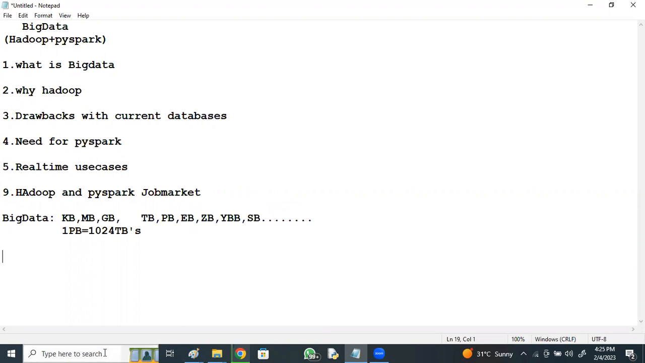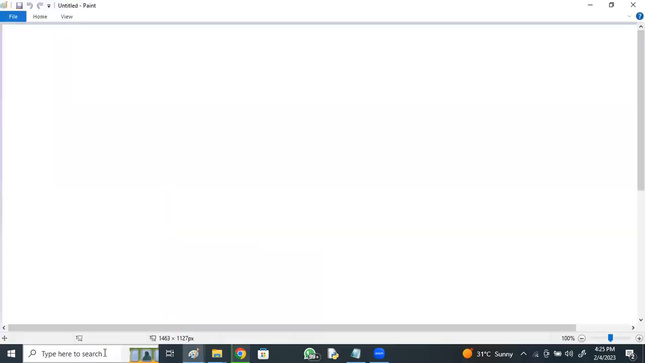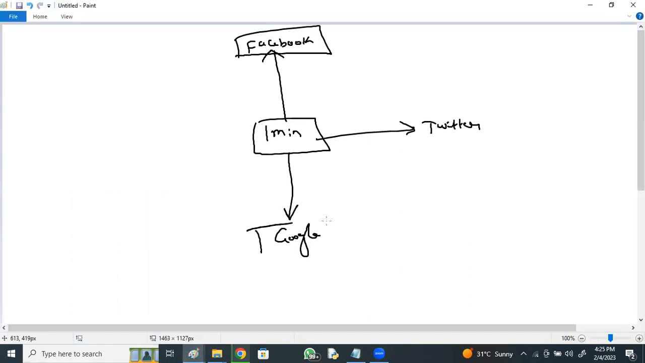If I take a 1 minute transaction, in a minute, how many Facebook posts? What is the data generated by Facebook in a minute? What is the data generated by Twitter? Twitter tweets keep on generating. Everyone is making Google queries, so what is the data generated by Google in a minute? Everyone is creating their own videos and uploading on YouTube.